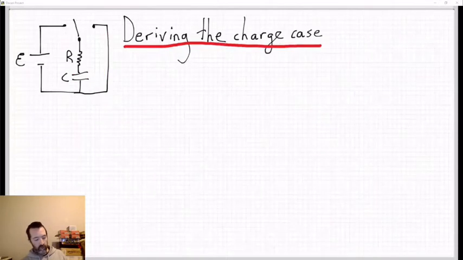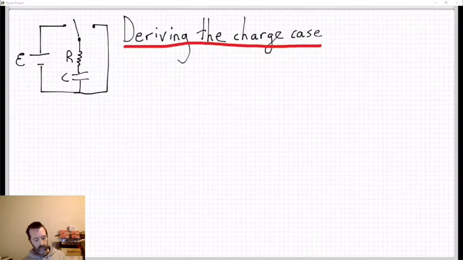In the charging case, let me draw the switch. This time the initial charge is just 0. So I'm going to do a loop rule again. But I have 3 elements in the circuit now. I've got the battery, as well as the resistor and the capacitor.